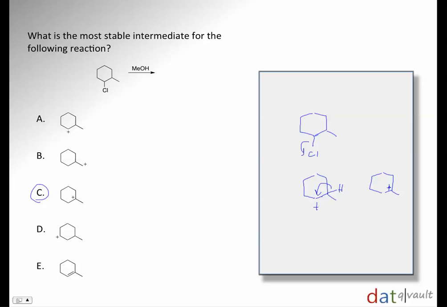E is actually not an intermediate, it's a product, and it's actually the elimination product of this hydrogen right here. This doesn't happen because methanol is not a strong enough base for the deprotonation, and that's why we get the substitution instead. Alright, so this is an overview on SN1 style mechanisms.